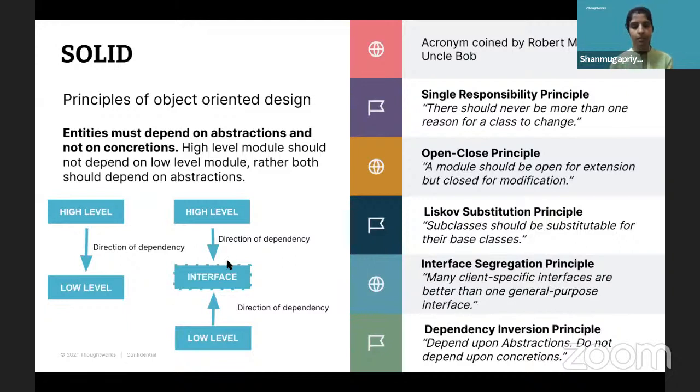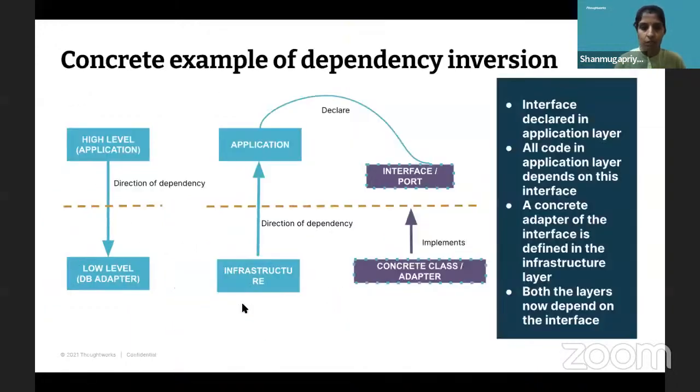So there will be a component or a class in the low level module which will provide a concrete implementation of this interface. That is how this flip happens. Let's look at a concrete example of this one.